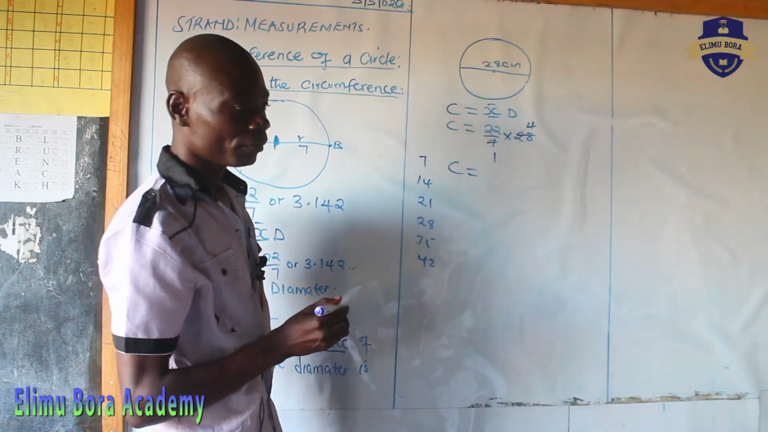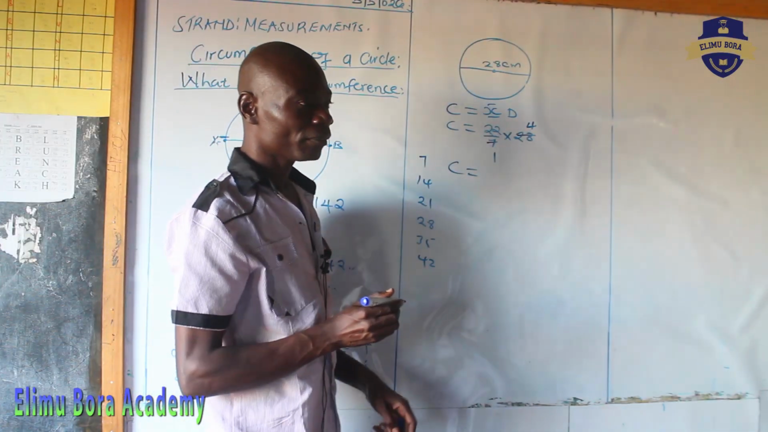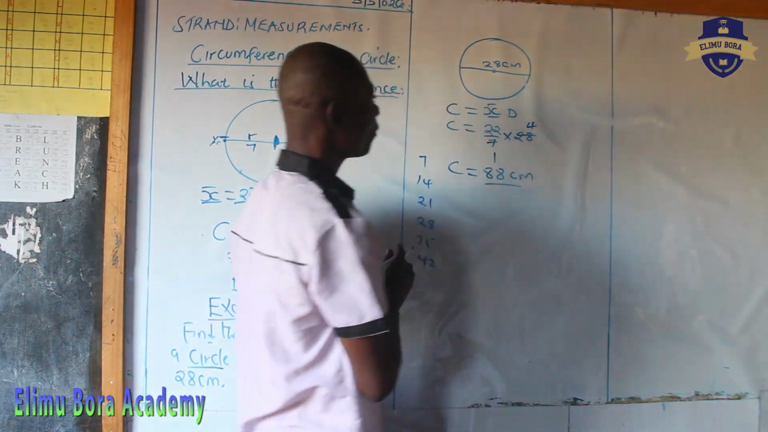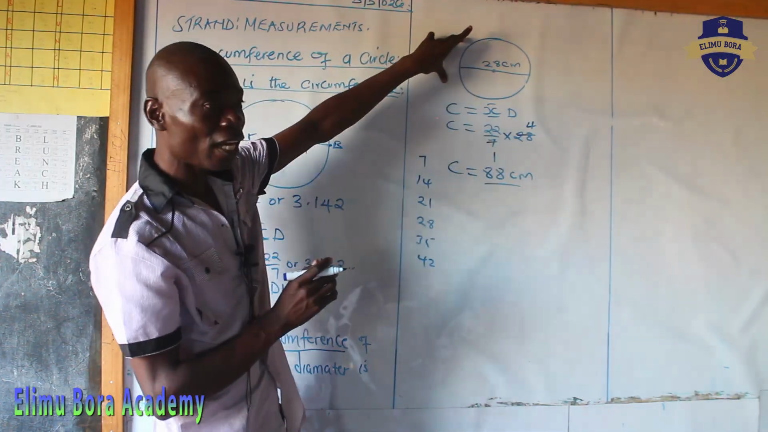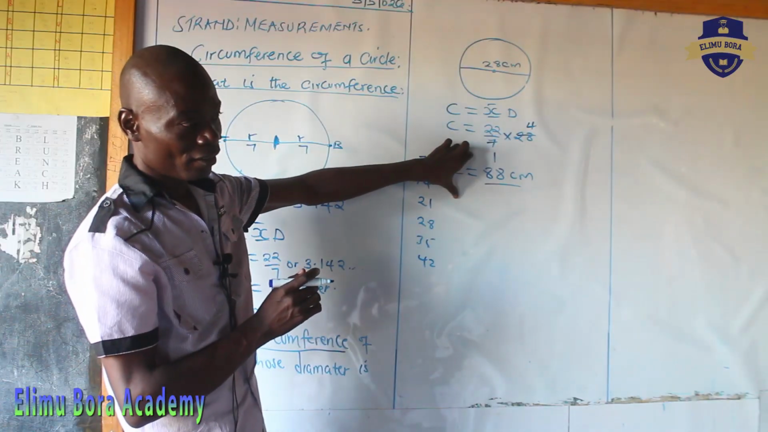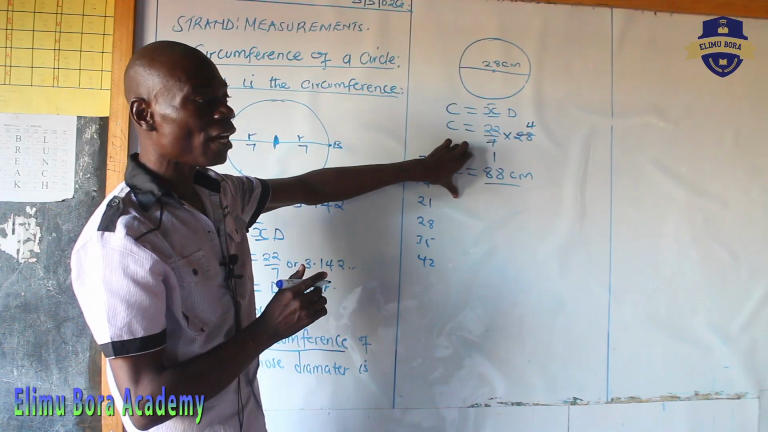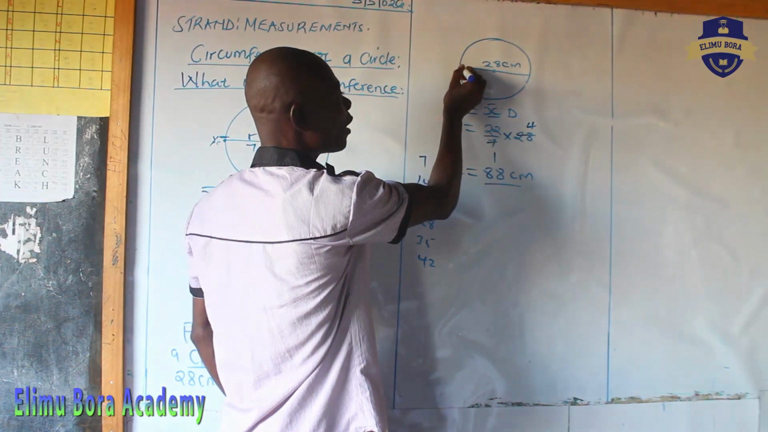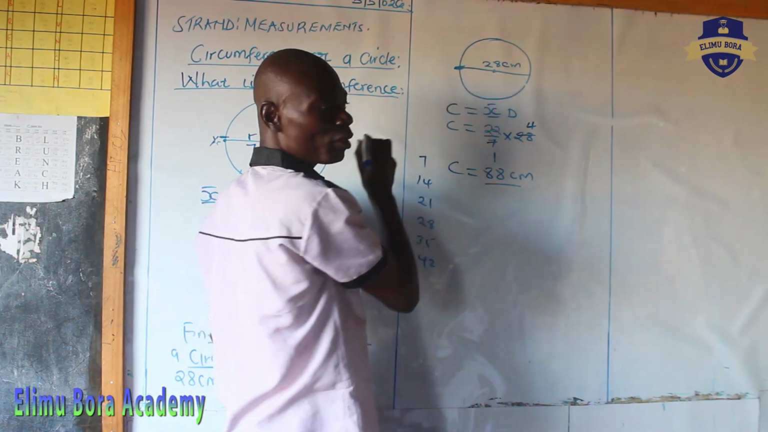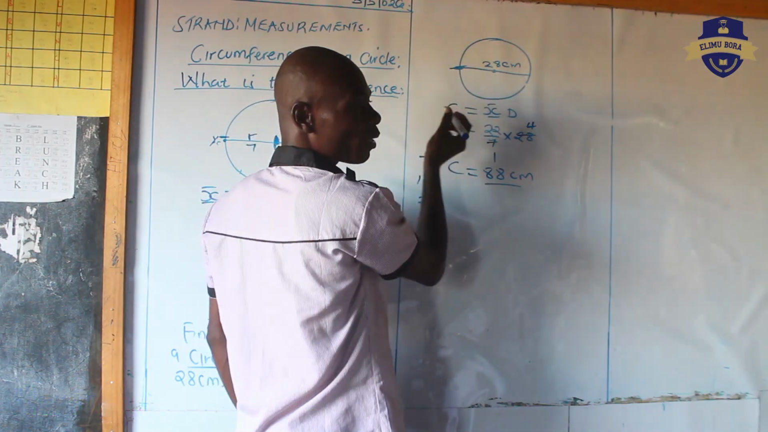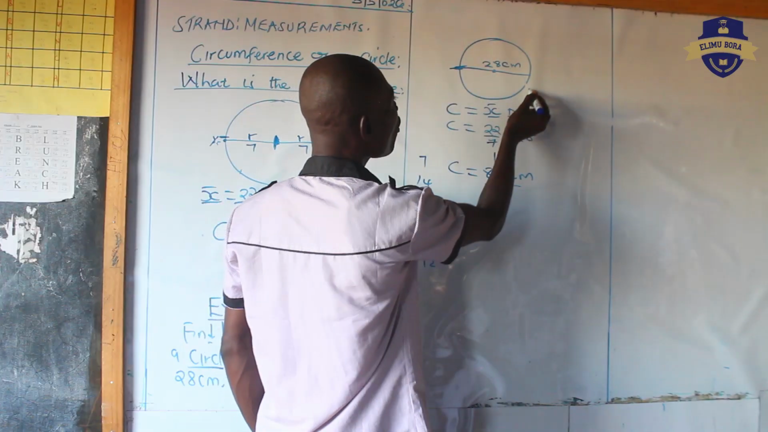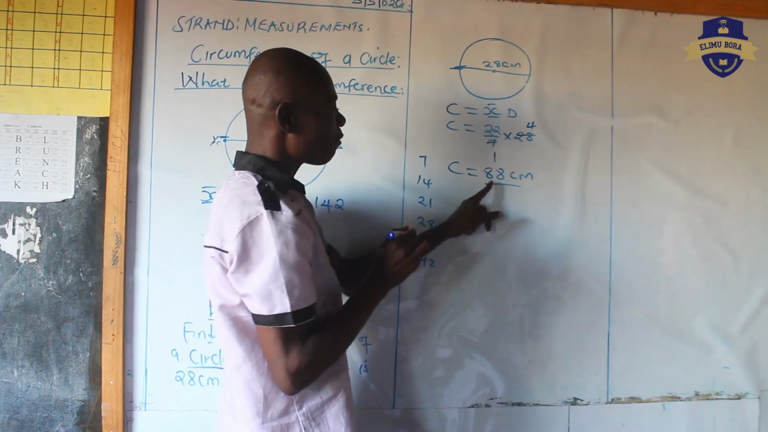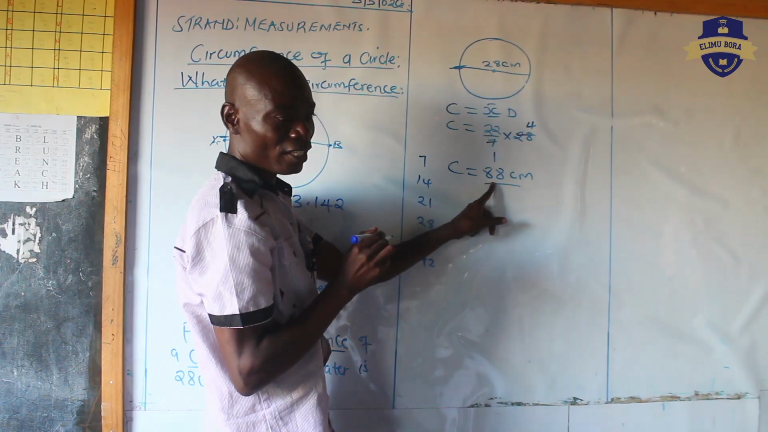What do you get? 22 times 4, what do you get? You get 88 centimeters. So the circumference of this circle is 88. Which means when I start my journey from here and move all around until I reach the point where I started, I will cover a distance of 88 centimeters.